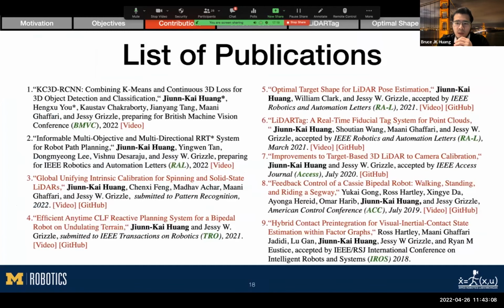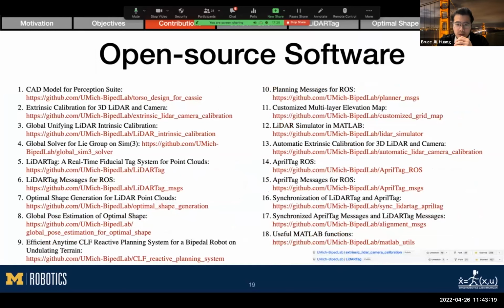This is the list of publications in my PhD to support what I said and also to support what I'm going to present. Along with these publications, I released a bunch of GitHub sites, and this slide shows the sites I released and currently maintain.